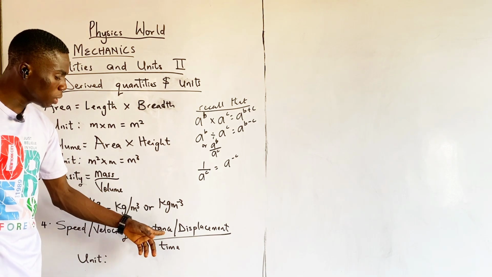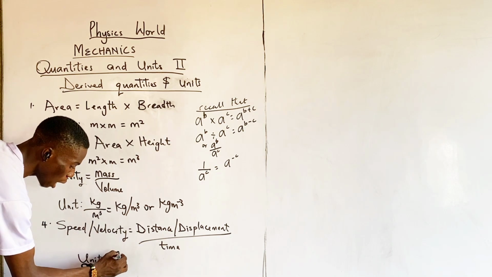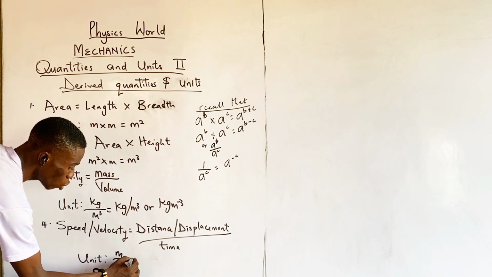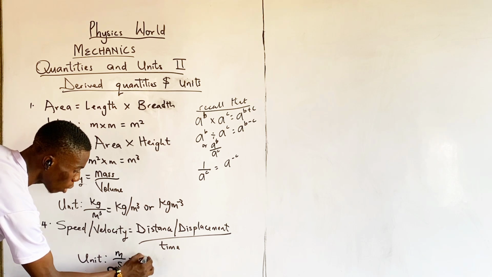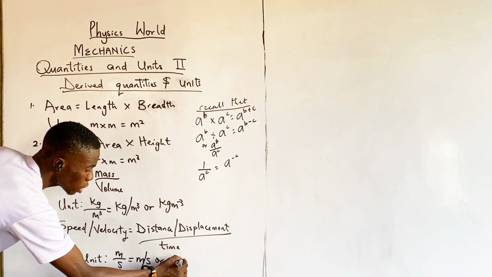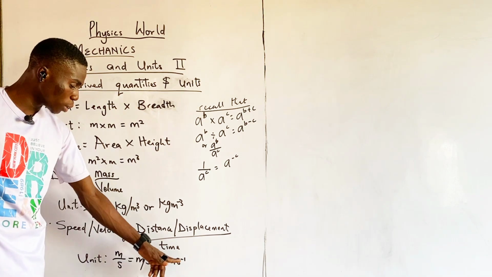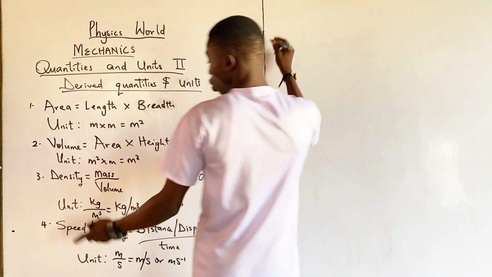So what is the unit of the distance or displacement? Remember, it is meter, and for time it is second. So it is meter per second, like this. Remember, if this one is going up, it becomes s minus 1. It's carrying power 1, so by the time it comes up, it changes to a negative value. So let's move on.